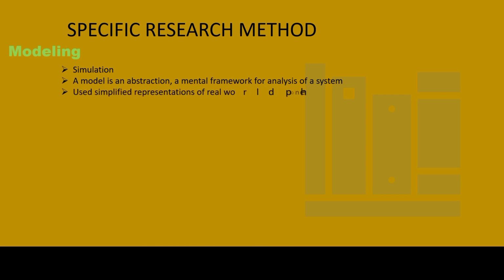Modeling, which is sometimes used synonymously with simulation, is at the heart of the operations research methodology. A model is an abstraction, a mental framework for analysis of a system. Modeling involves the use of simplified representation of real-world phenomena. Modeling is typically used to determine the performance of a real system by observing the behavior of a representational or analogous system. Modeling can also be part of the process used in the development of a theory.